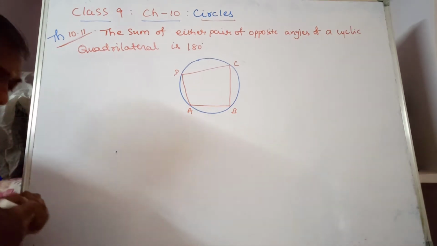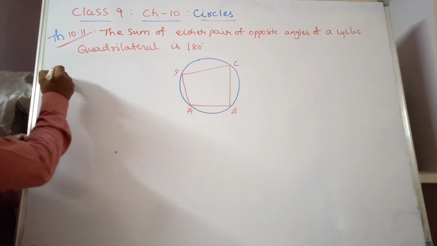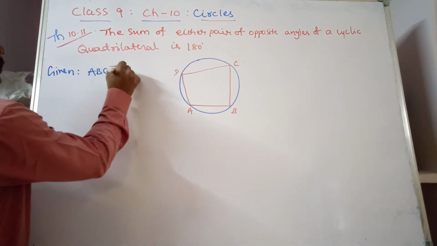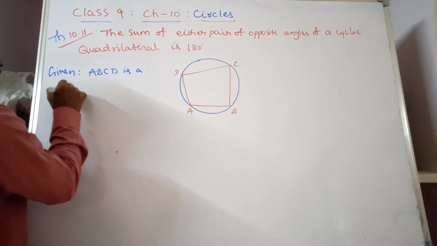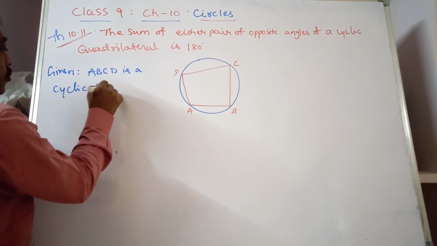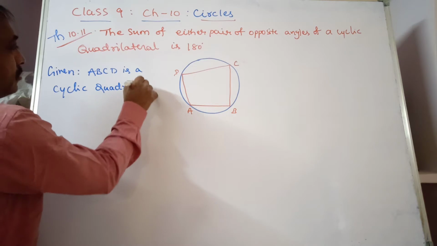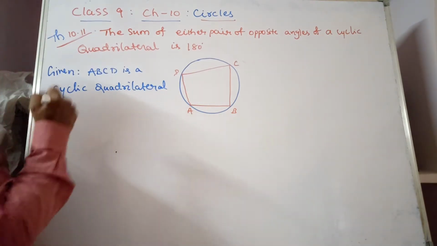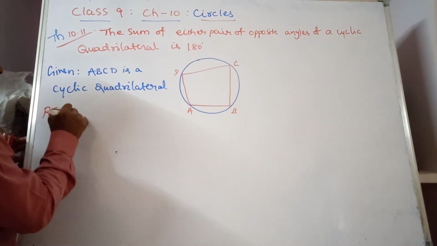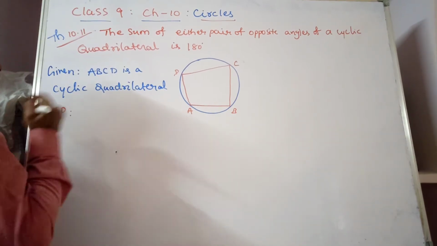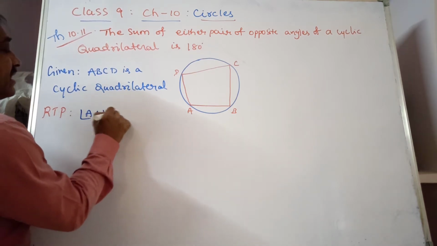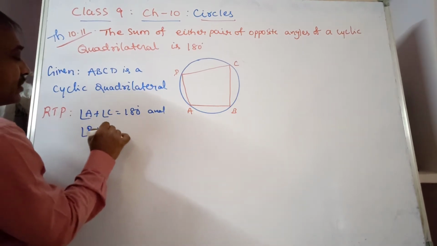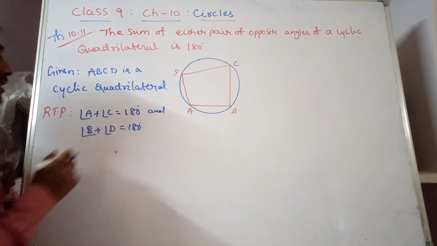Are you following? Now see here, what is given? Given is ABCD is a cyclic quadrilateral. What we have to prove? We have to prove that the sum of the opposite angles, that is angle A plus angle C is equal to 180 degrees and angle B plus angle D is equal to 180 degrees. This you have to prove.